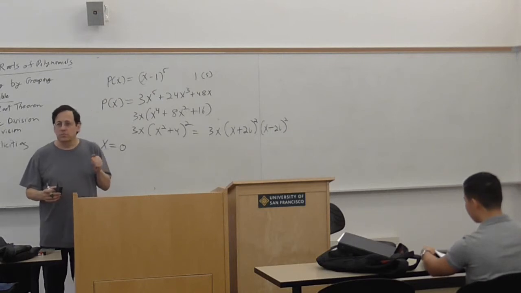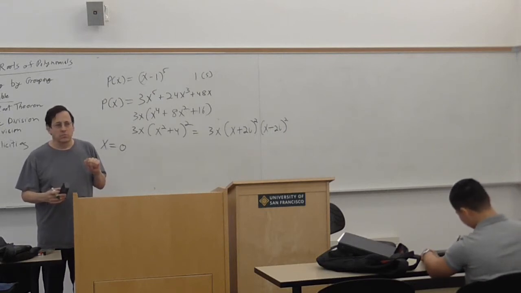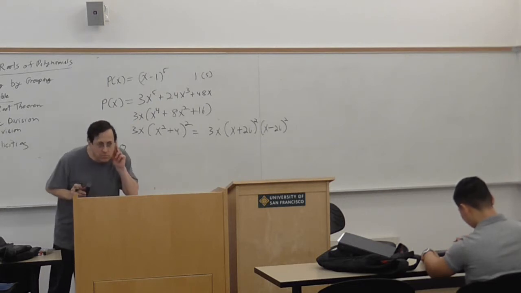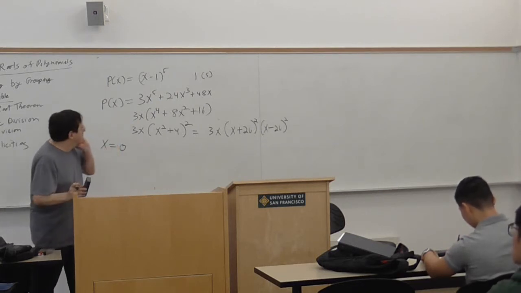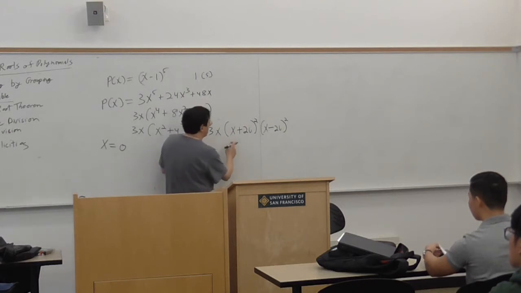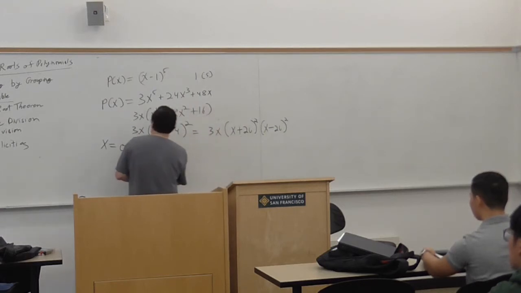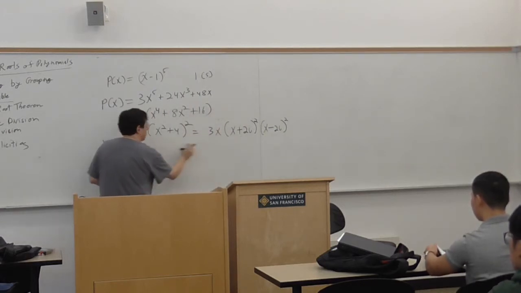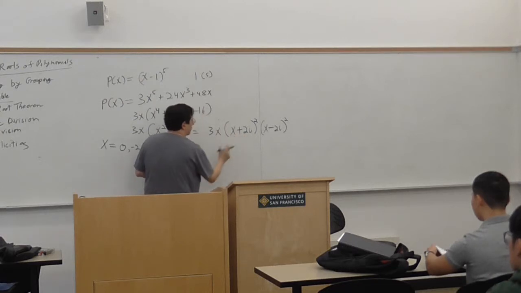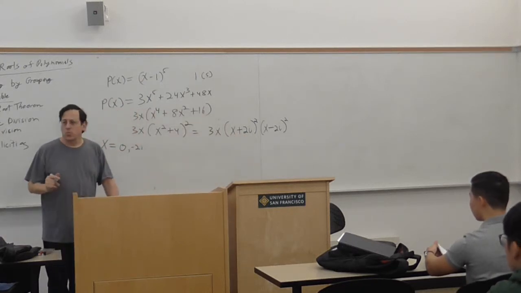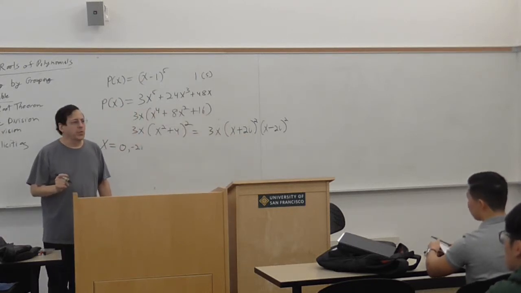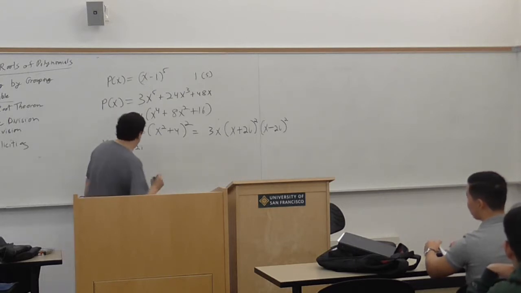Another root. Another root. If I plug in negative 2i here, I get 0. Okay. One more root. I want somebody.